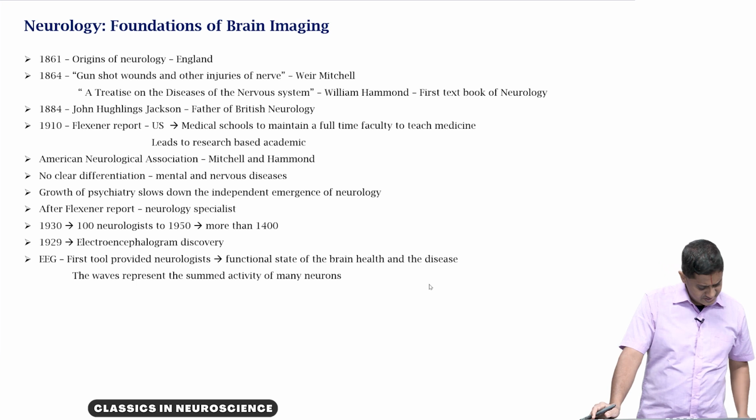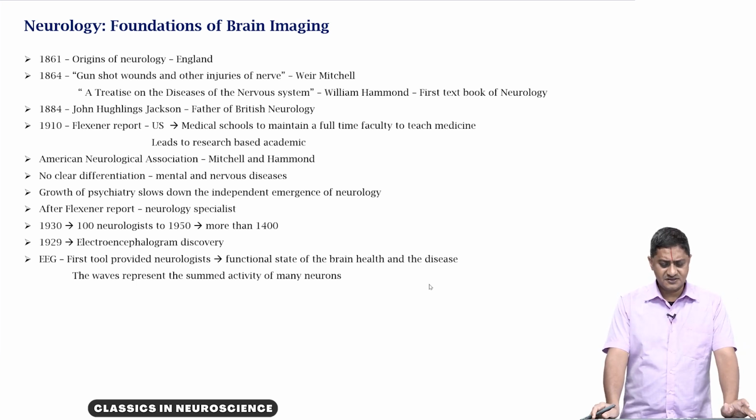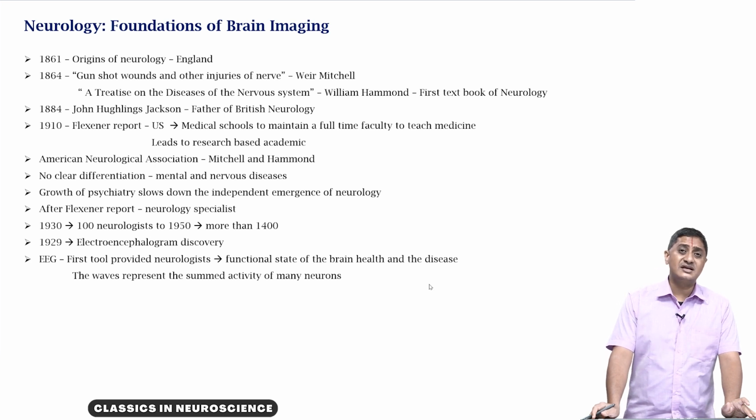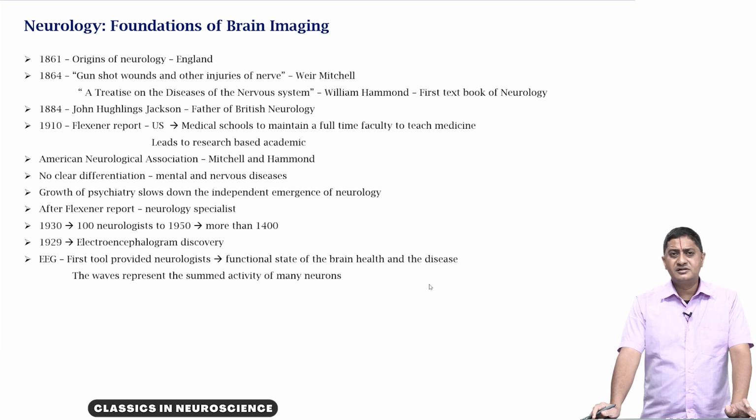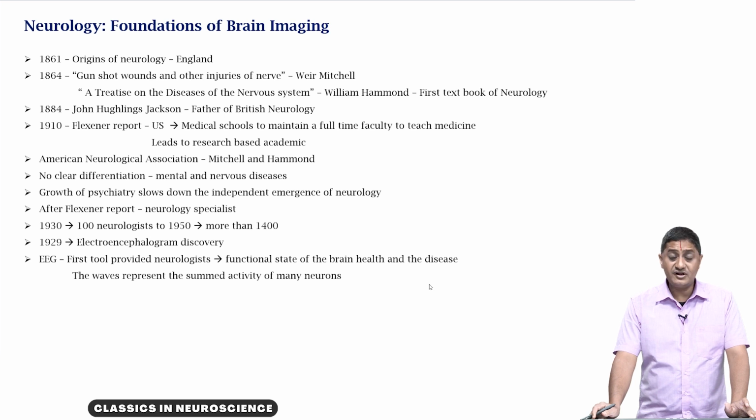Of course, in the good old days, there was no clear differentiation between mental diseases and nervous disorders. In other words, there was no clarity or distinction between, for example, the psychiatry department and the neurology department. It turned out that psychiatry as a field started flourishing in the 20th century, but this growth did not cause a concomitant growth in neurology, but rather caused a slowdown of the growth of the field of neurology.